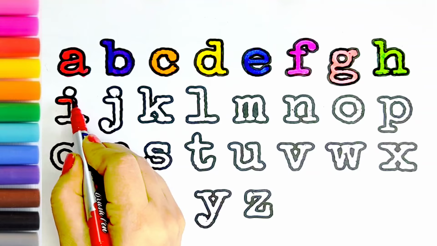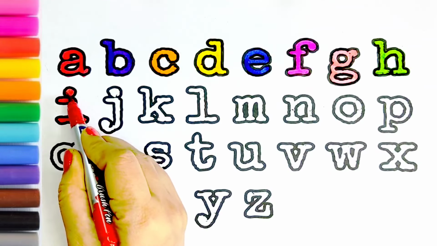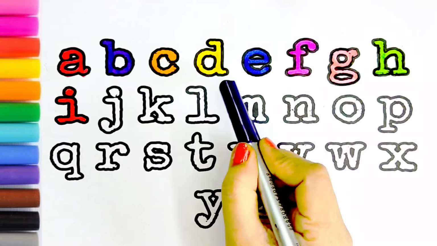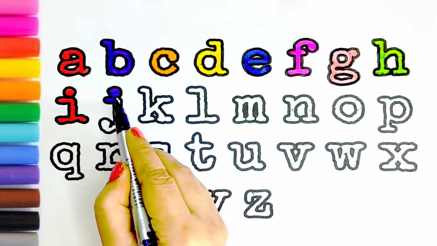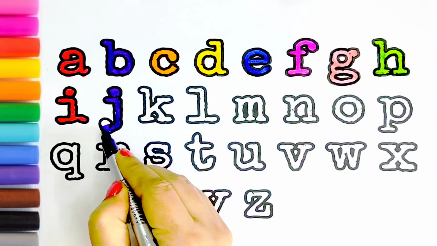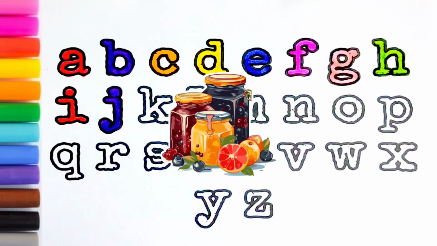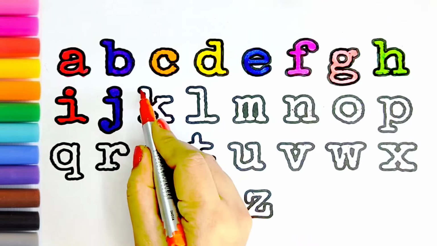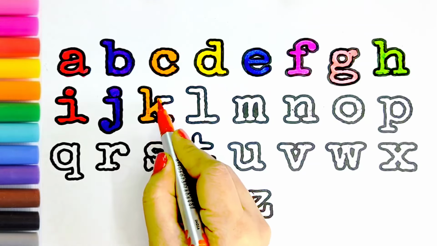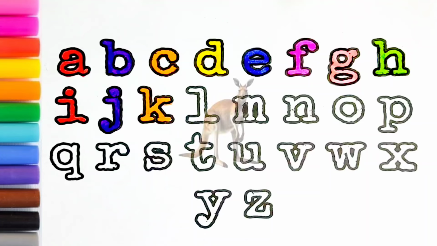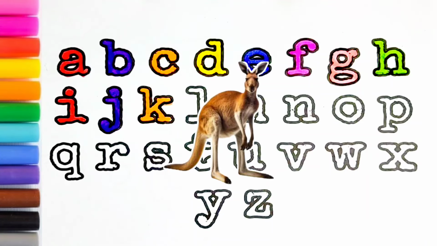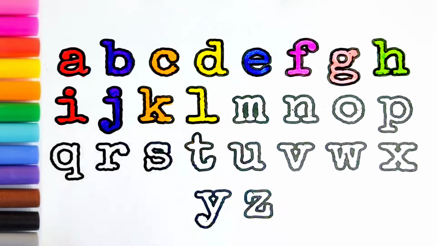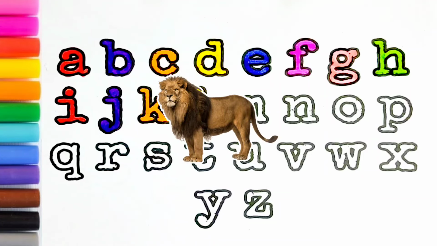Red color. I. I for ice cream. Purple color. J. J for jam. Orange color. K. K for kangaroo. Yellow color. L. L for lion.